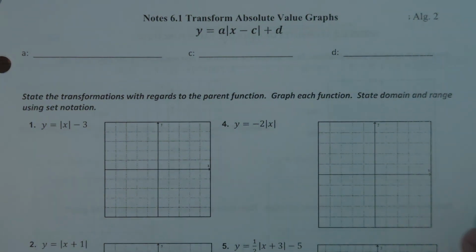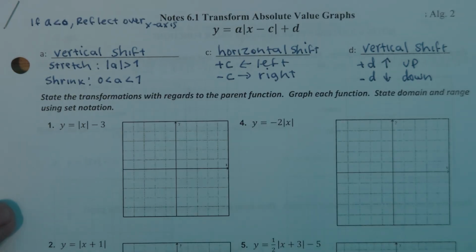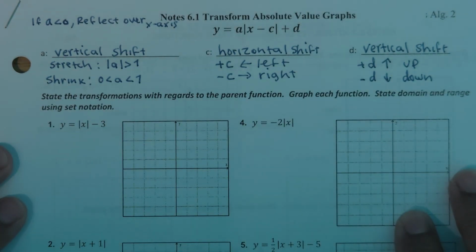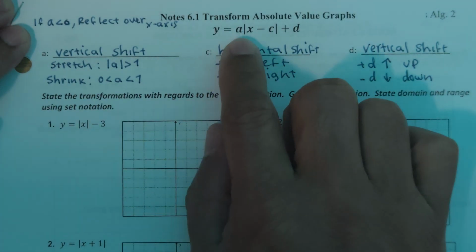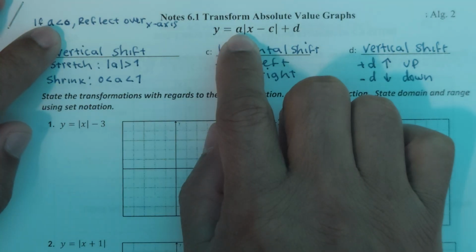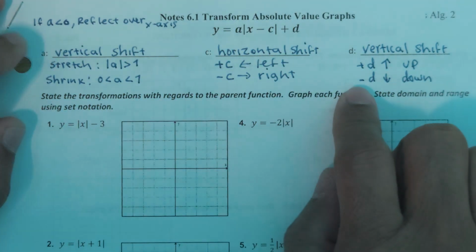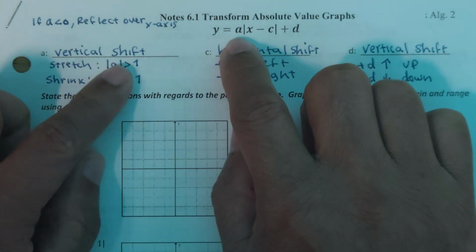Hi everyone, welcome back. In this video lesson, you will learn about transformations, or how to transform the absolute value function, the graph of it. For the sake of time, I wrote this down. If the value of a is less than 0, meaning it's negative, then the graph reflects over the x-axis. A represents a vertical shift.